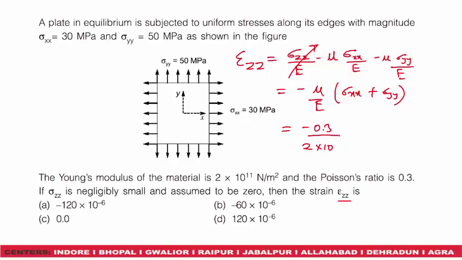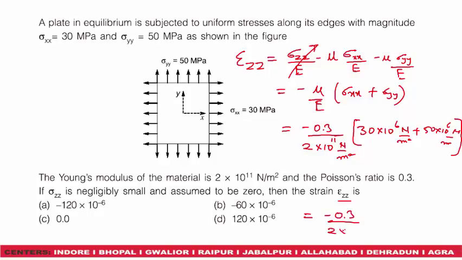Sigma xx is 30 MPa and both are in the tensile direction, so both are positive. So it is 30 into 10 to the power 6 Newton per meter square plus 50 into 10 to the power 6 Newton per meter square. So it comes out to be minus 0.3 by 2 into 10 to the power 11 into (50 plus 30), 80 into 10 to the power 6. So this is equal to minus 120 into 10 to the power minus 6. So the correct answer would be option B.